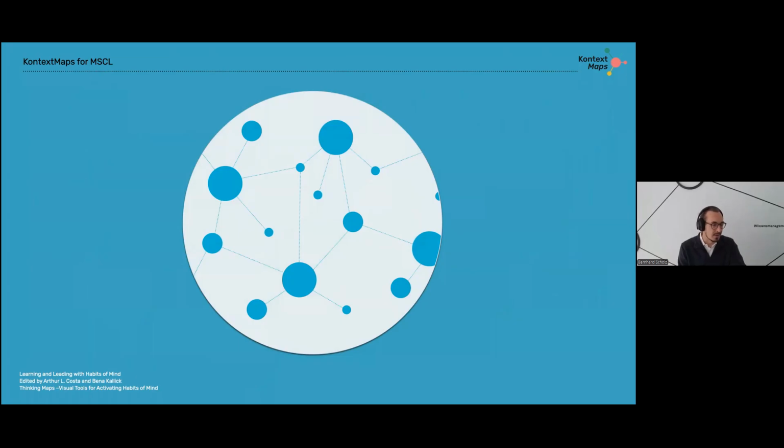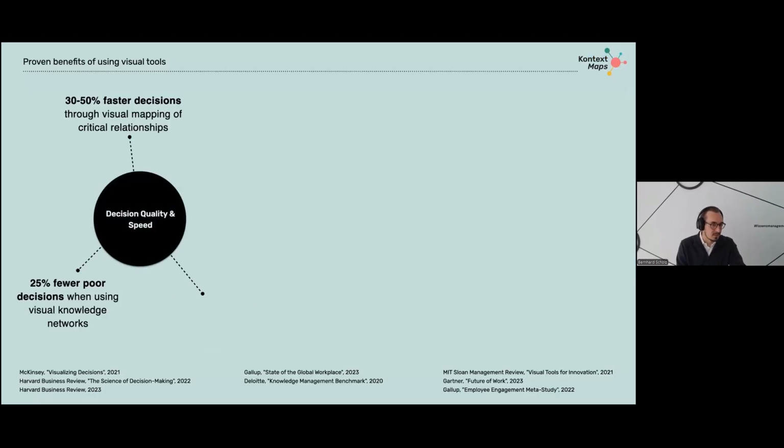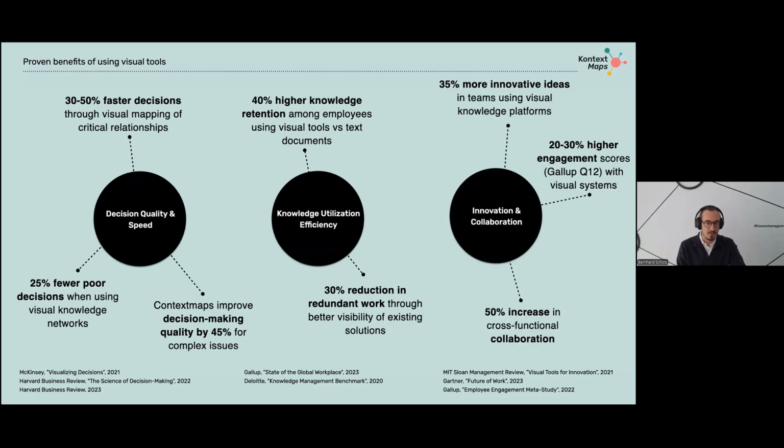The playful experience through non-linearity is something that lets us humans understand the topic very well. And I can now see what I don't know. It's the metacognition. It helps me reflect on how my own thinking works. And it does help to understand my position in the overall context and what I might miss. So when we use visual tools, and it does apply to all of them, not just context maps, decision quality and speed goes up. We use knowledge more efficiently and more effectively. It leads to more innovation and more collaboration. So this is all what we know and why visual tools are getting used more and more.